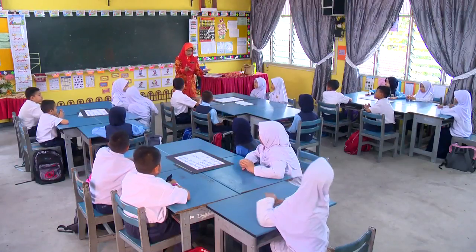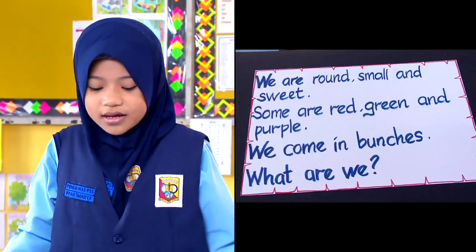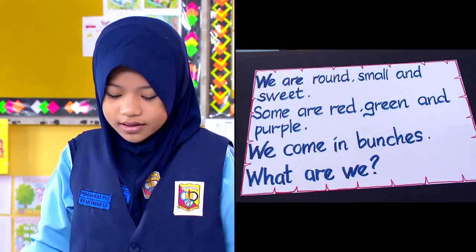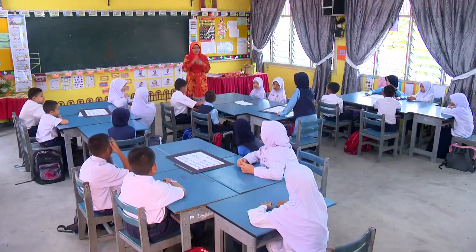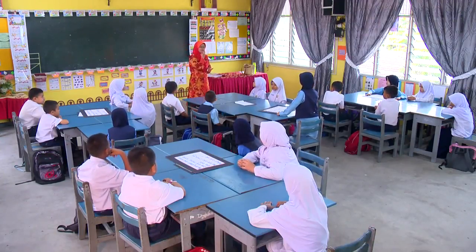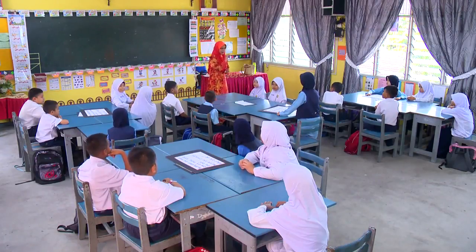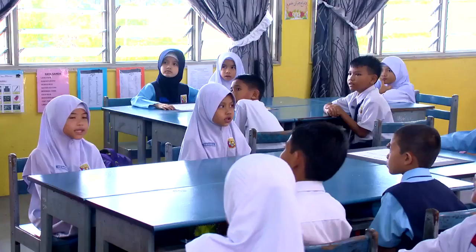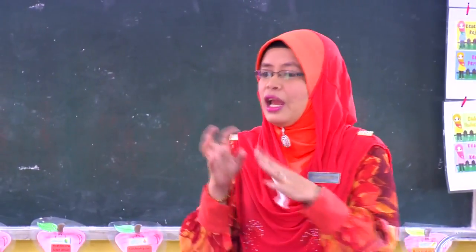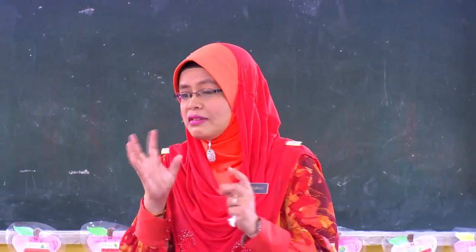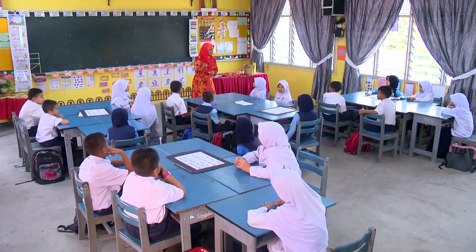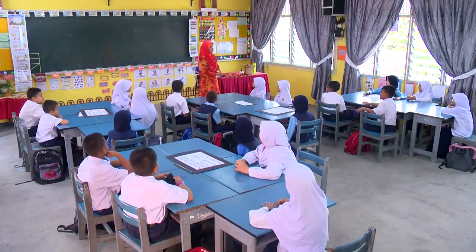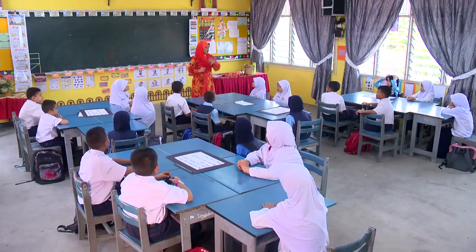Okay, good. Now, group C. We are round, small and sweet. Some are red, green and purple. We come in bunches. What are we? Thank you, Ifa. Sit down. Rambutan? She didn't say that it's hairy. Mangosteen? Mangosteen, small? No, something purple, green and red. Grape. Yes, good. Grapes.